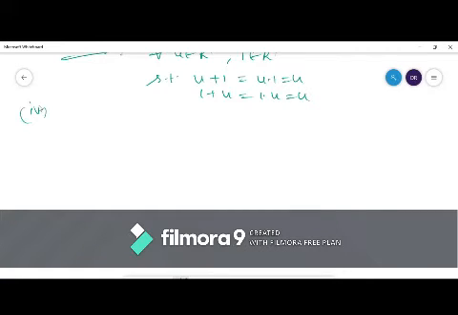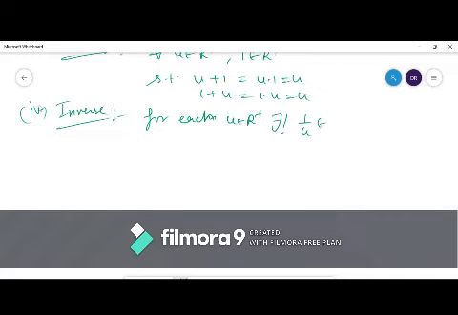Fourth property is existence of inverse. For each u belongs to R plus, there exists unique 1 by u belongs to R plus such that u plus 1 by u is equal to u into 1 by u, which is equal to identity. This u cancels u. Therefore, inverse exists. And fifth is commutative.